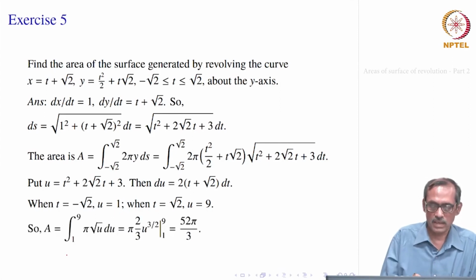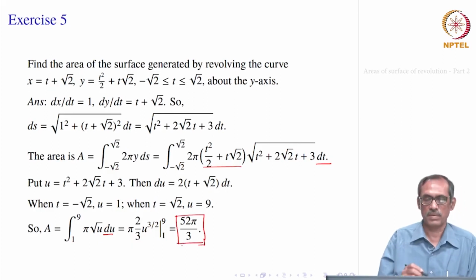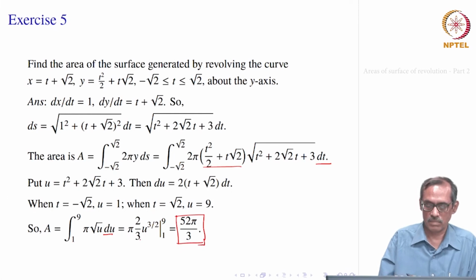Then you can write the area directly in terms of u. So, minus root 2 to root 2 becomes 1 to 9, pi, and this times dt becomes your du, and the square root of u. So, pi root u du gives you pi times 2 by 3 u to the power 3 by 2 evaluated at 1 and 9, and then that simplifies to 52 by 3 times pi. Just verify it, what happens to 9 and 1, and then simplify.